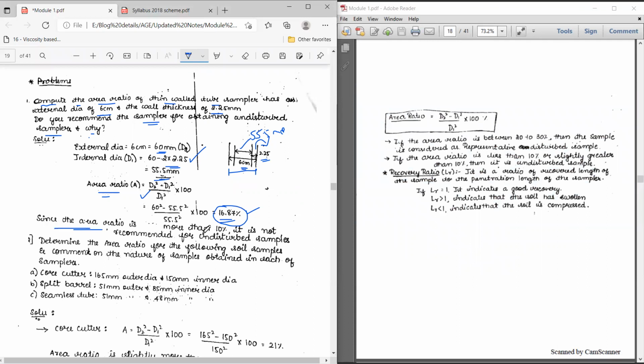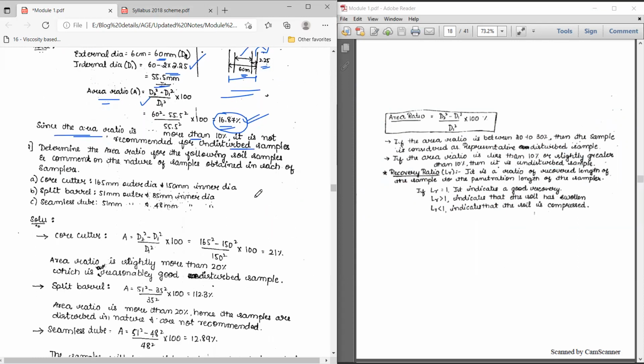Therefore, since the area ratio is more than 10%, it is not recommended for a completely undisturbed sample. But even so, we can say the sample is slightly disturbed because it is less than 20%. But if you want to get a completely undisturbed sample, it is not possible through this sampler. And this is how you need to solve the problem.